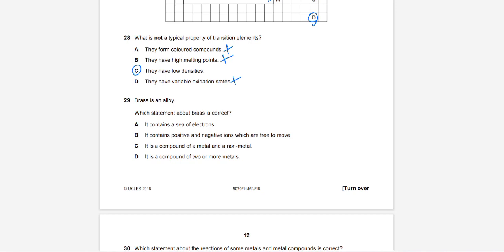Brass is an alloy. Which statement about brass is correct? It contains a sea of electrons. Of course, it contains a sea of electrons because this is a physical mixture. You can say it is a physical mixing of the metals. An alloy is a physical mixing. Now both metals combine.